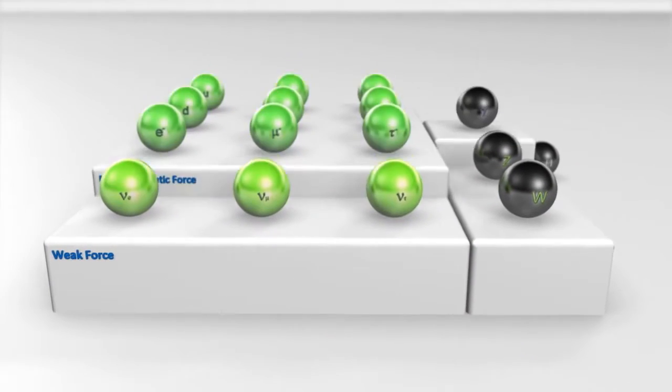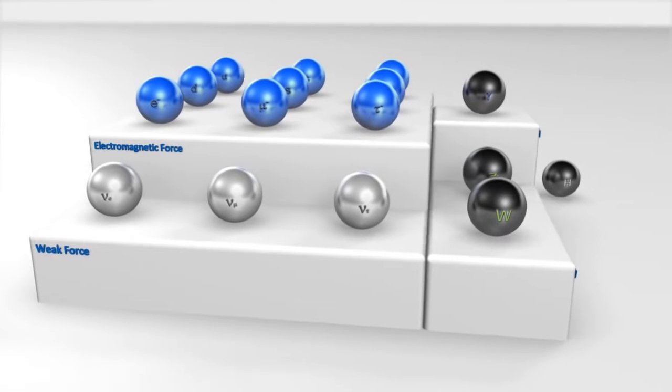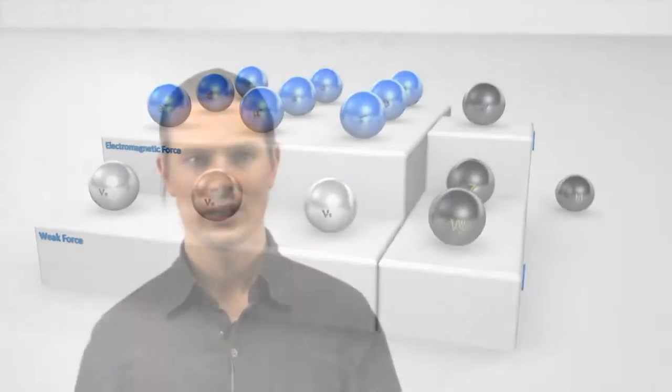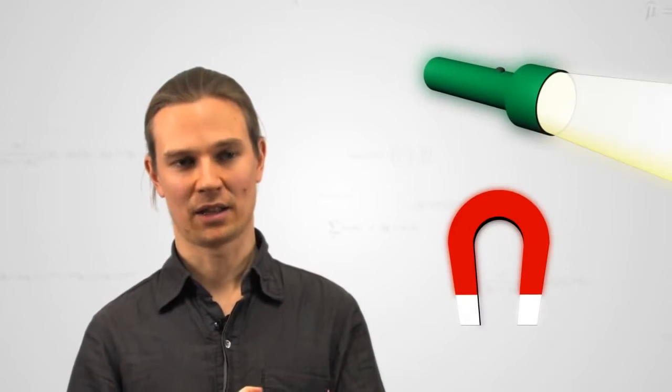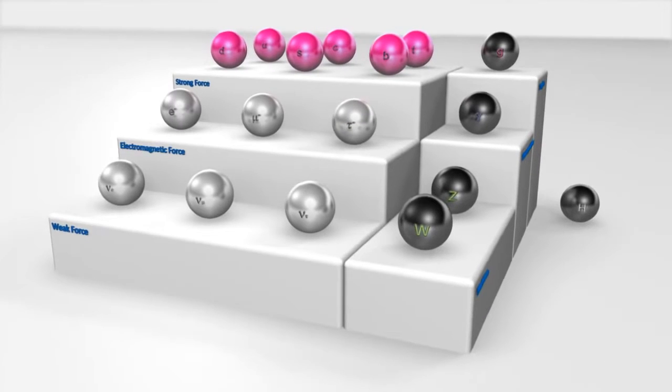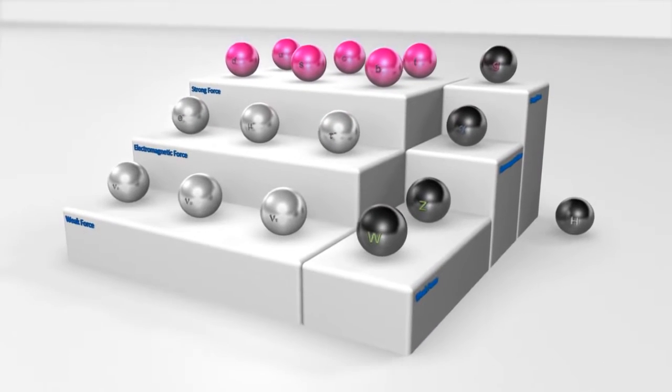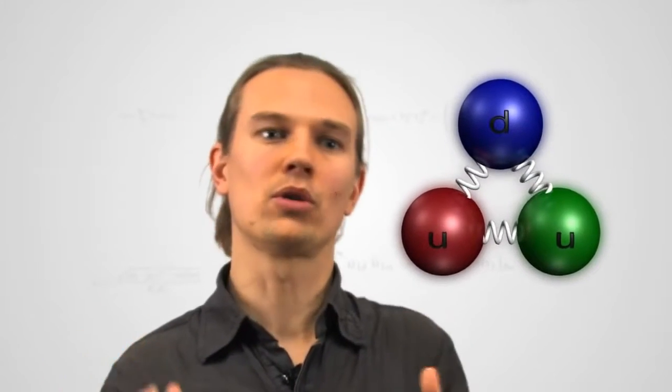The electromagnetic force acts on charged particles. The corresponding force carrier is the photon. The electromagnetic force is responsible for propagation of light or for the fact that a magnet can pick up a paperclip. The strong interaction acts on the quarks. The corresponding force carrier is the gluon. The gluon literally glues together the quarks in the neutrons and the protons, and it holds the nucleus together.